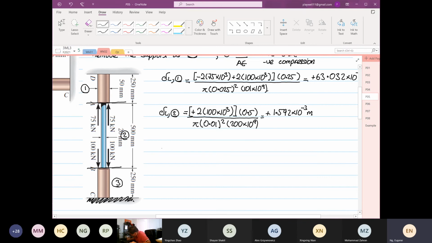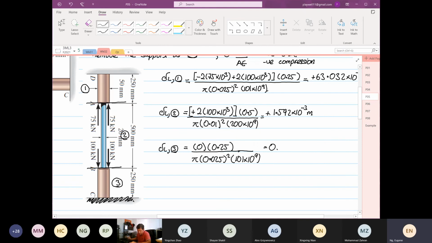And deflection at point 3 is equal to, so there's no load. But I'll just put it down for you. 0.25 divided by pi times 0.025 squared, and 101 is made of brass. Now the whole thing is equal to 0.